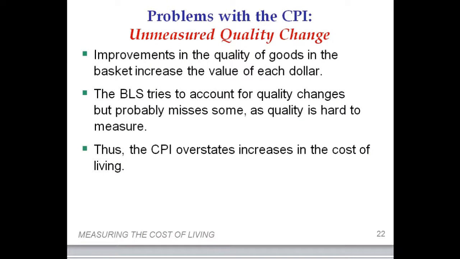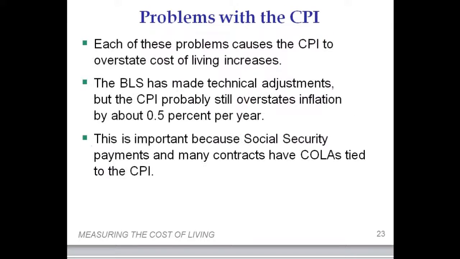The other problem with the CPI is unmeasured quality change. Improvements in the quality of goods in the basket increase the value of each dollar. The Bureau of Labor Statistics tries to account for quality change, but probably misses some, as quality is hard to measure. Thus, the CPI overstates increases in the cost of living.